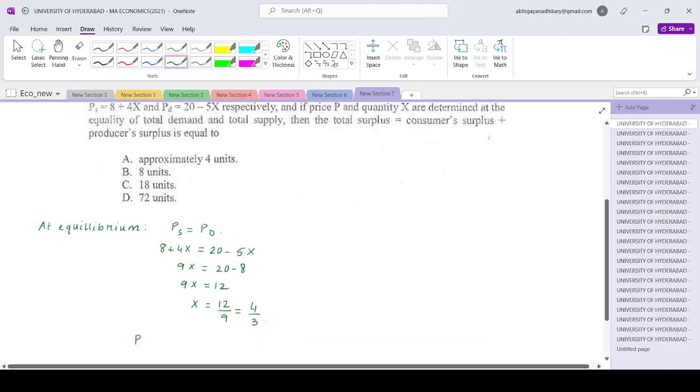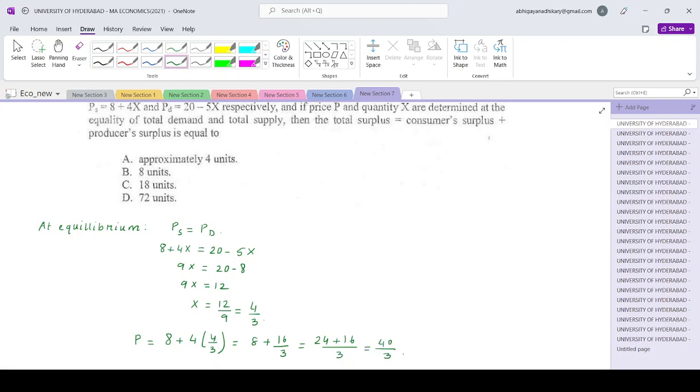Putting it anywhere, let's say in the supply equation, it is 8 plus 4 into x, where x is 4 by 3, so it is 8 plus 16 by 3, so that is 24 plus 16 by 3, so that is 40 by 3. If you just have a brief plot over here, we can easily see that the demand curve is a standard demand curve, and the supply curve will be a standard supply curve. So this is your demand, this is your supply, this is your price, this is your quantity.